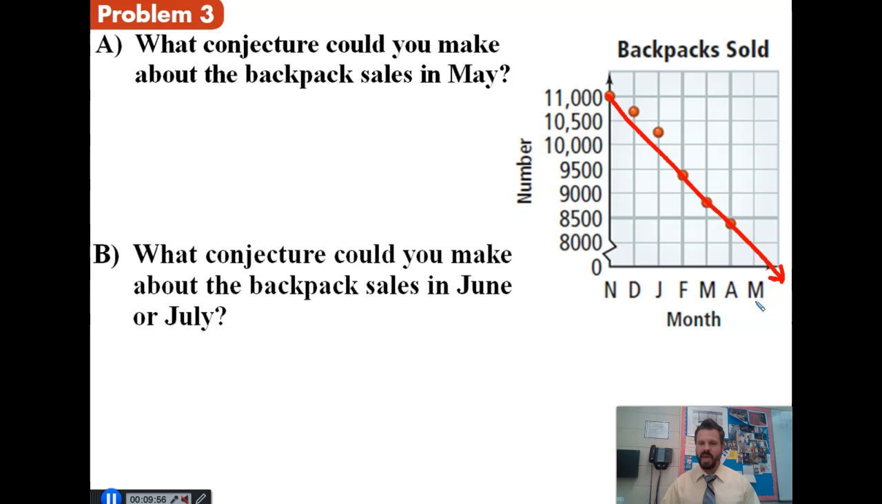Meaning that if I want to know how many backpacks were sold in May, I'll follow up from May to my line and then track that over to about, we'll say, 8,000 backpacks.